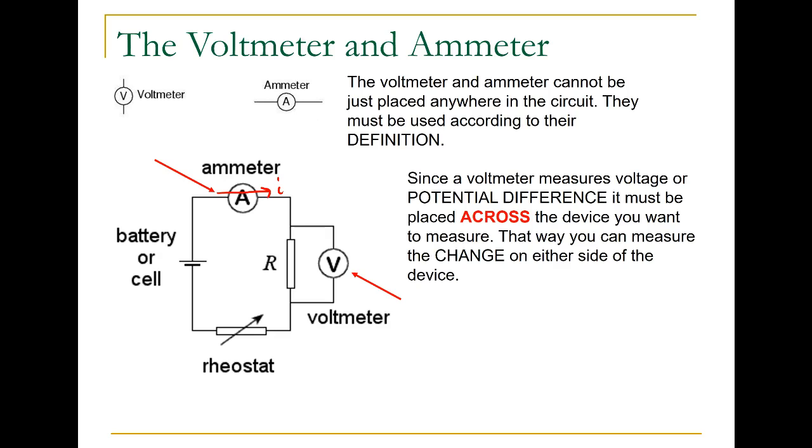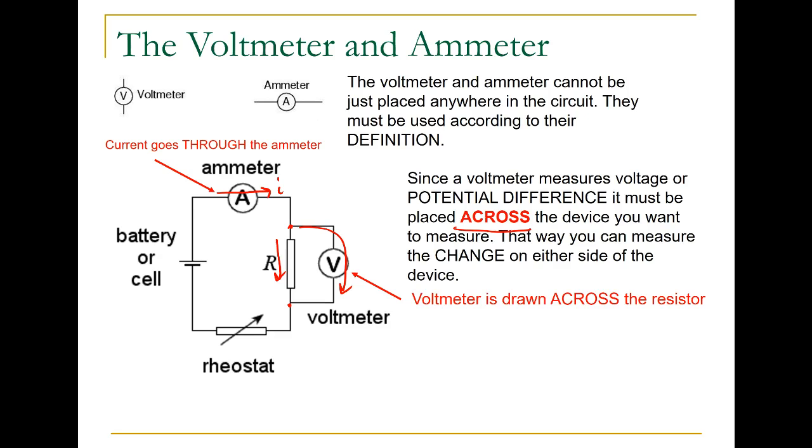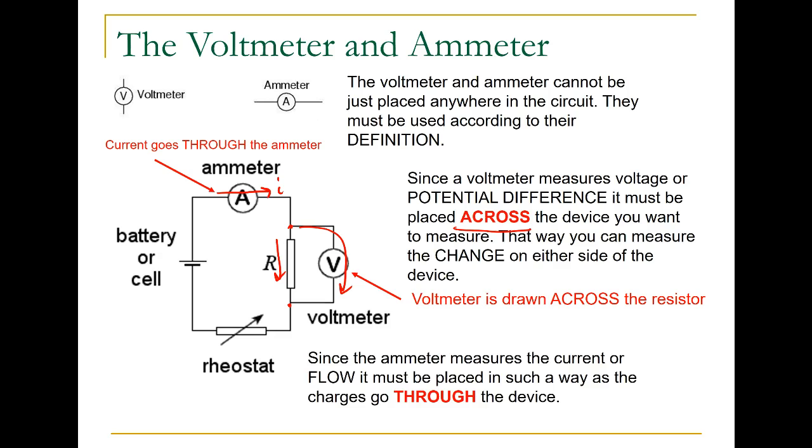So we want the current to flow through it. And the voltmeter has to be put in parallel with the voltage that we want to measure. So it has to be placed across the device, and that way you can measure the change in potential on either side. And as we'll see, when we put things in parallel, we have the same voltage across the voltmeter as we do across the resistor. So it gives us a pretty accurate view of what's going on. So current goes through the ammeter, and the voltmeter is drawn across the resistor.